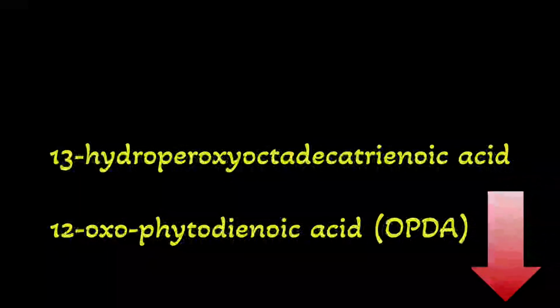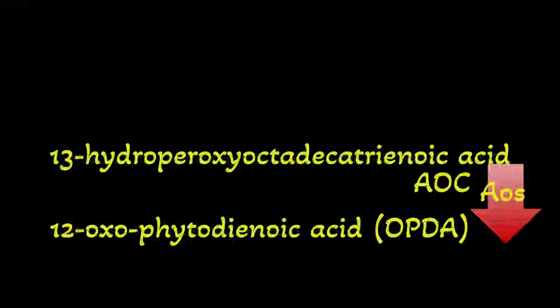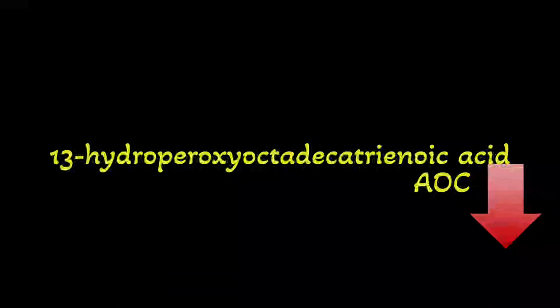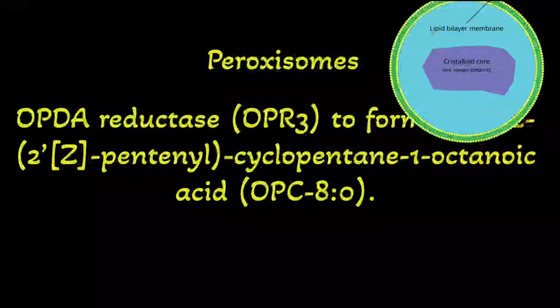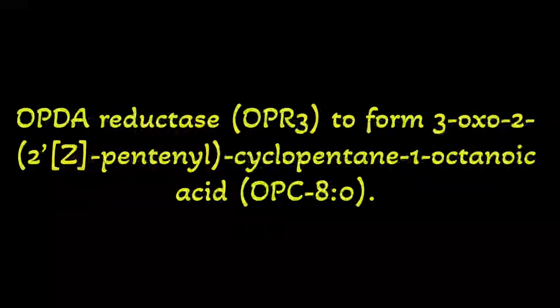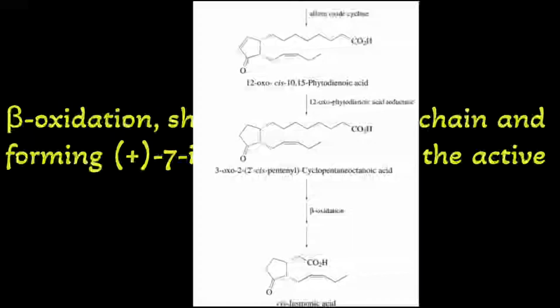So this 13-HPOT is further converted into 12-OPDA, that is oxophytodienoic acid, by the enzymes AOS, that is allene oxide synthase, and allene oxide cyclase, AOC. Then processing in the peroxisome, this OPDA is reduced by OPDA reductase OPR3 to form OPC-8:0. Then OPC-8:0 undergoes beta oxidation to produce jasmonic acid.